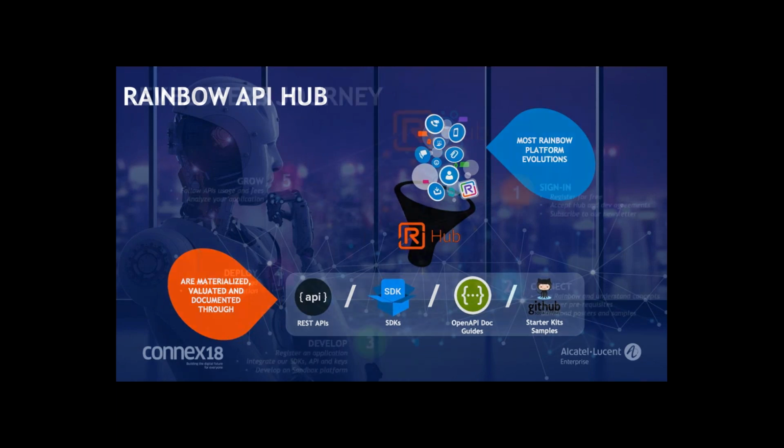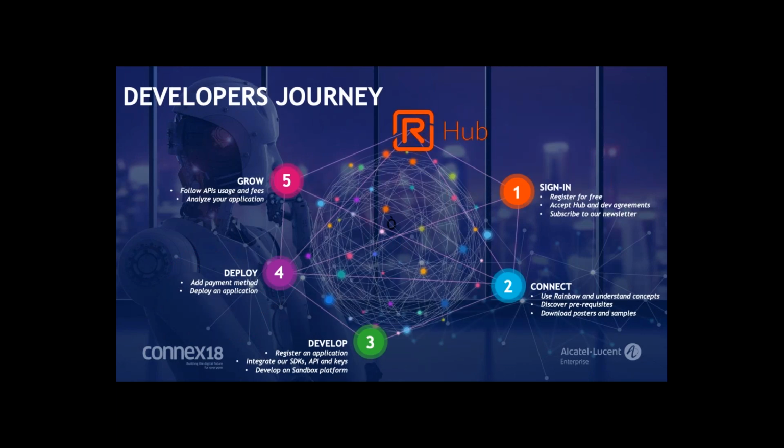And for helping you start with the Rainbow API Hub, we identified 5 steps to do. So in a few words, you first need to sign up for a Rainbow account. This step is mandatory to connect to the Rainbow API Hub. Without a Rainbow account, you can't do anything. Then you can connect to Rainbow, use it, and discover what you can do with our platform. And once you are comfortable in step 3, you can register your first Rainbow application and start developing it using our Rainbow API and SDKs.